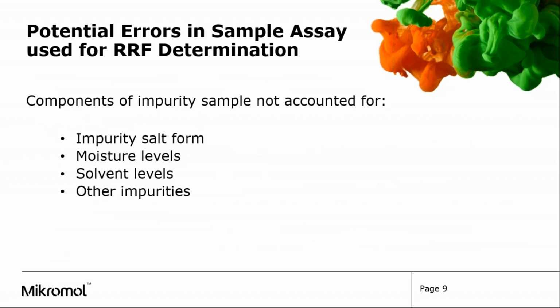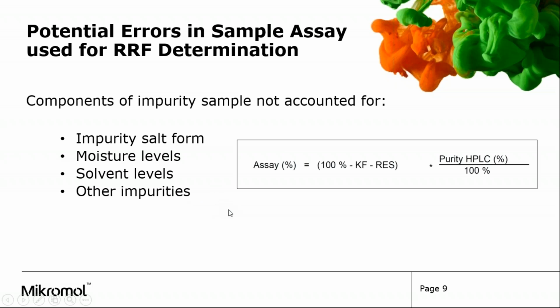So with that, back to how we can avoid errors in the RRF determination caused by errors in what we assign as the sample assay of the impurity. And this can happen when components of the impurity sample or standard, if you will, are not accounted for in determining the concentration. Some common examples are if the impurity is present as a salt and that has not been taken into account. Also, the moisture levels present, residual solvent levels that may be present, or other impurities that might be there need to be considered.